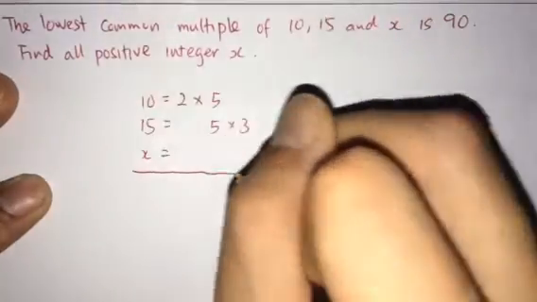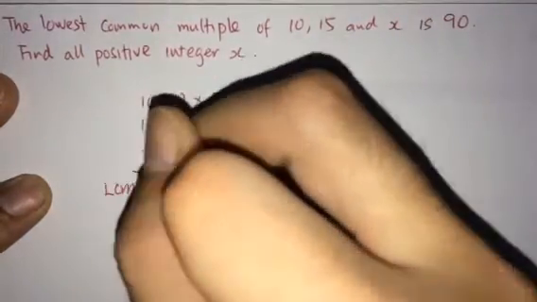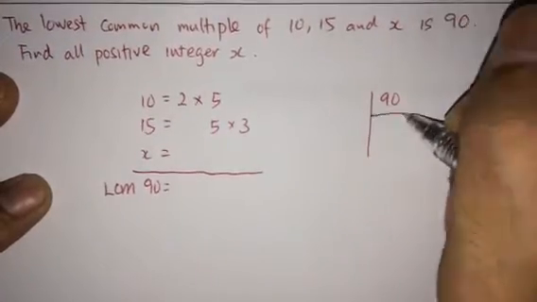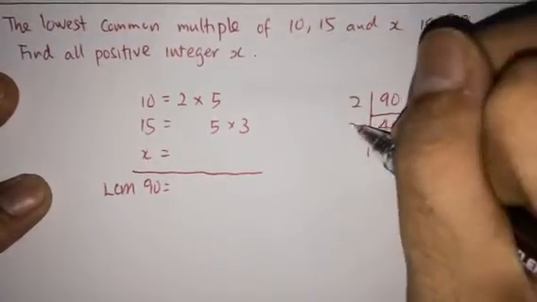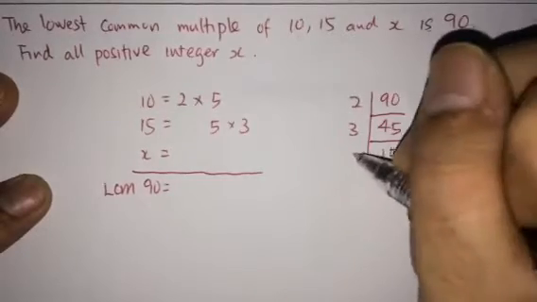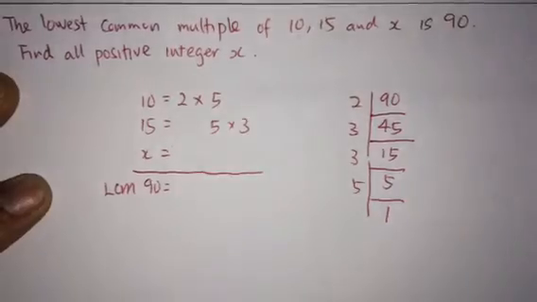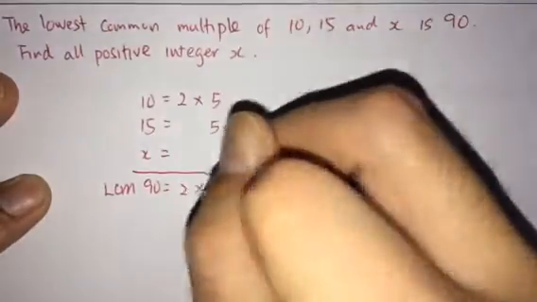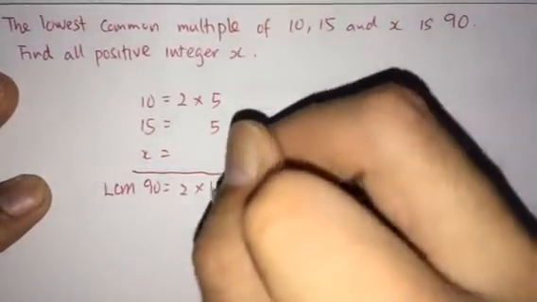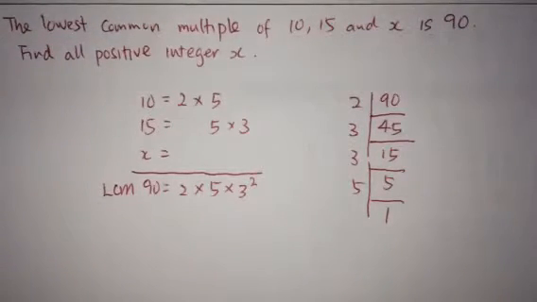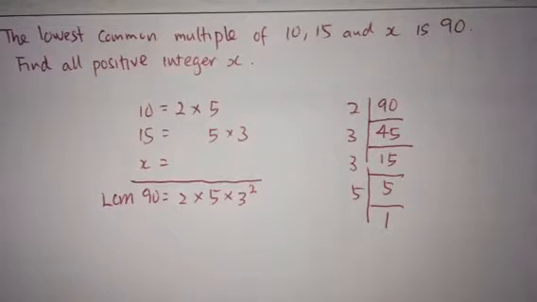And the LCM, which is 90, if we prime factorize 90, we actually get 45, 3, 15, 3, 5, 5, 1. We will get 2 times 3 squared times 5. Notice that I ordered the prime factors in order so that it's easier to see how we find x.